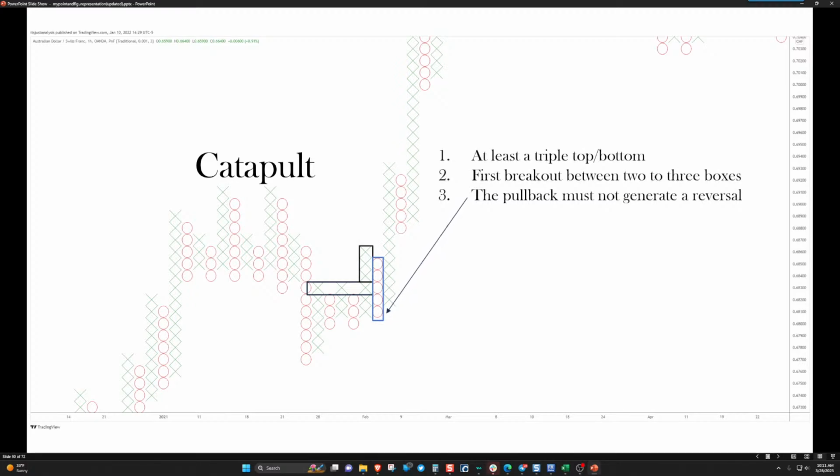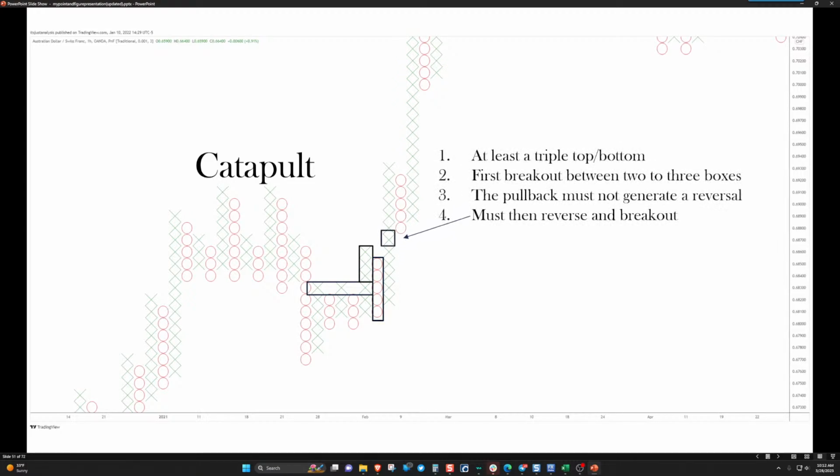If you looked at this on a candlestick chart, it would look like a big fake out, right? Because the candles were moving above this line of resistance and it broke out. People were bullish, and then it not only retraced back and fell into the prior high, but now it moved down below. But this is where the catapult, it's like a spring, just shoots right up. The pullback must not generate a reversal, meaning that this column of O's can come down and form a triple bottom here, but if it moved 1 O lower, then it's no longer a catapult. The setup is invalidated.